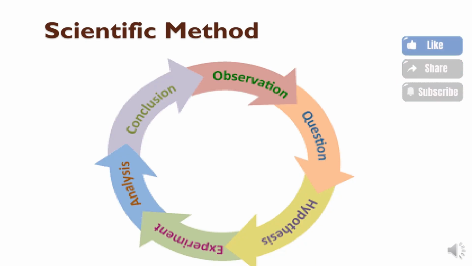Scientific method. In this, the first step is observation. Then we question the observation, after that a hypothesis, and then we experiment, analysis, and after that we conclude what we observe and what the conclusion is about it.